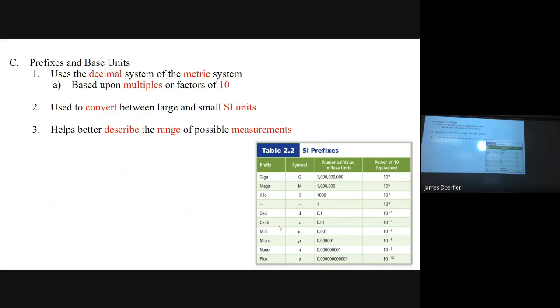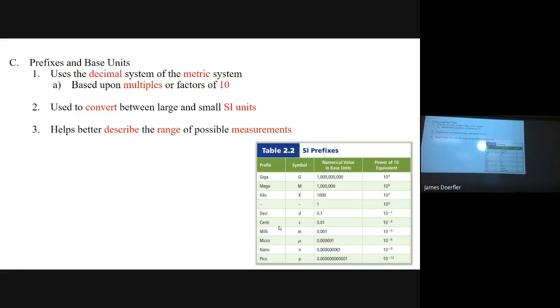Next, we have prefixes and base units. Everybody should have that packet that was handed out in the beginning of the year. Who did you come from? Hampton. He didn't hand you out a packet of formulas and stuff like that? Okay. I will try to see if I've got a copy of it. If not, I will get you a copy.